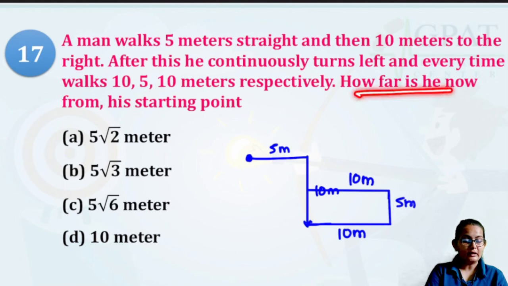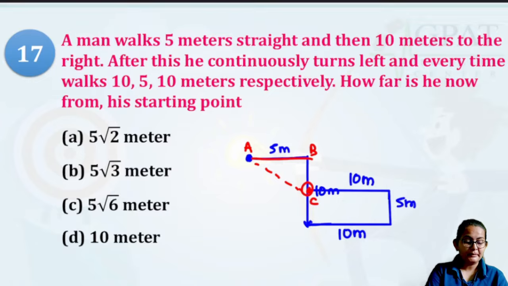Now what they are asking is how far he is from his starting point. This is the starting point, he is here. Okay, now he is here and this is the starting point. So how can you find it out? Again, you can take a right angle triangle here. If I name it A, B, C, AB is 5 meters, BC is how much?